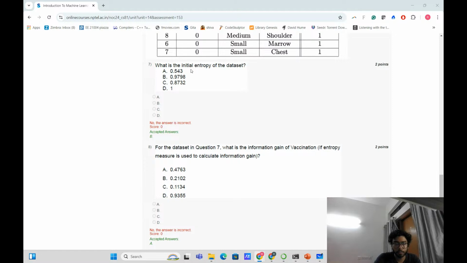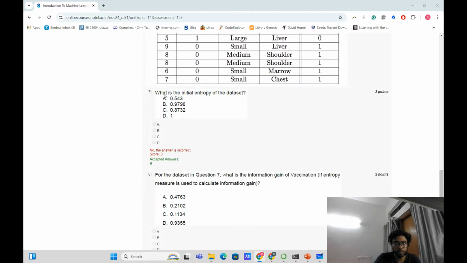So you want to know how to calculate entropy of the data set. The first question, you have to calculate entropy of the data set, and then in the second question, you have to calculate what is the information gain of vaccination, right?